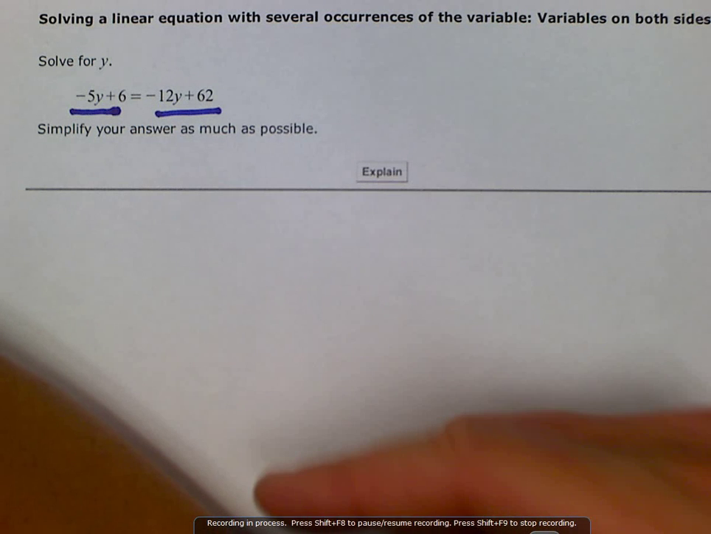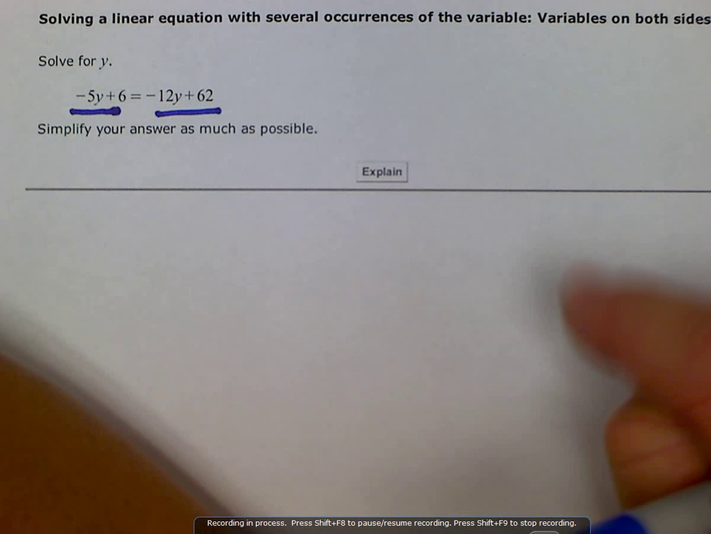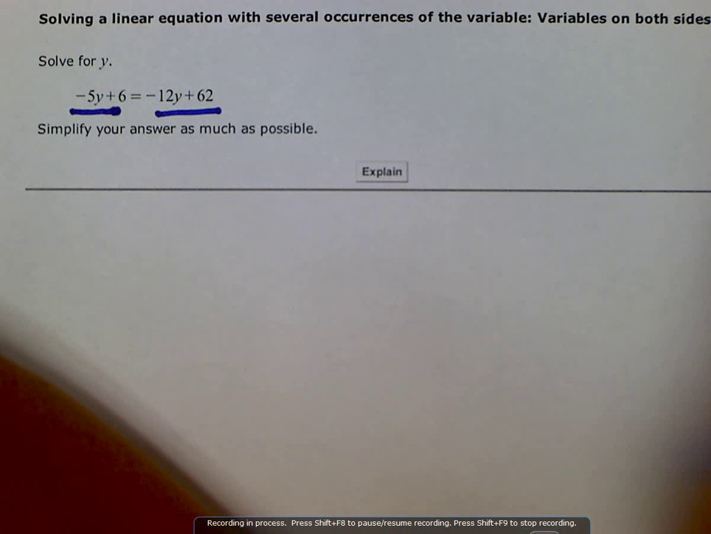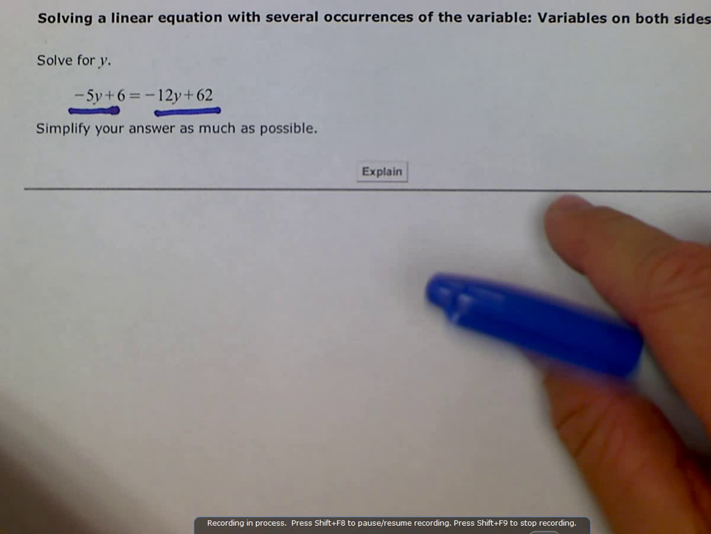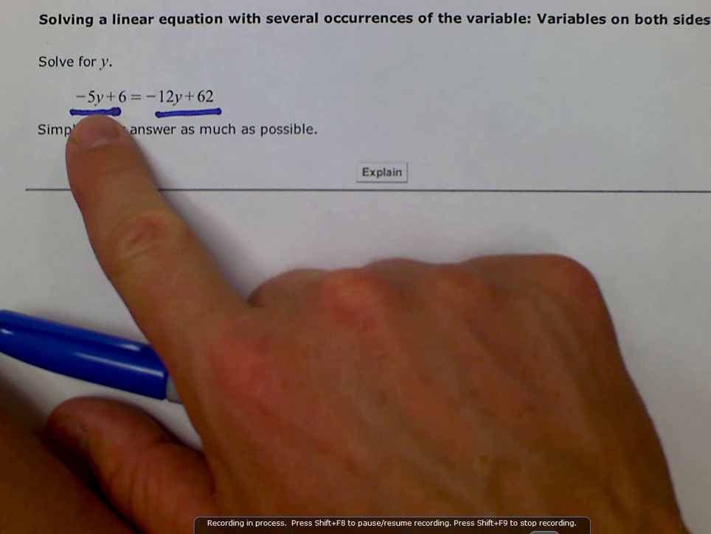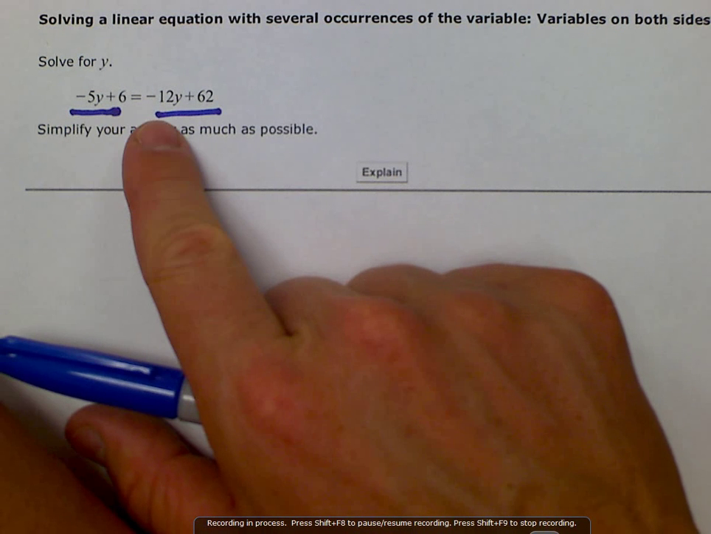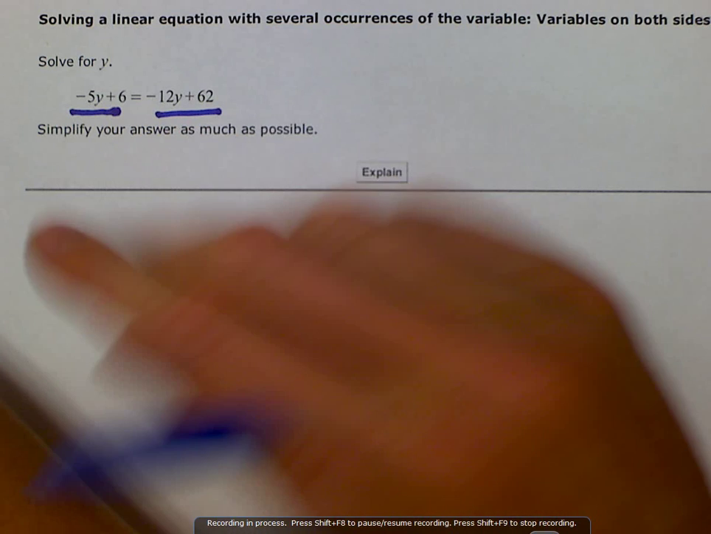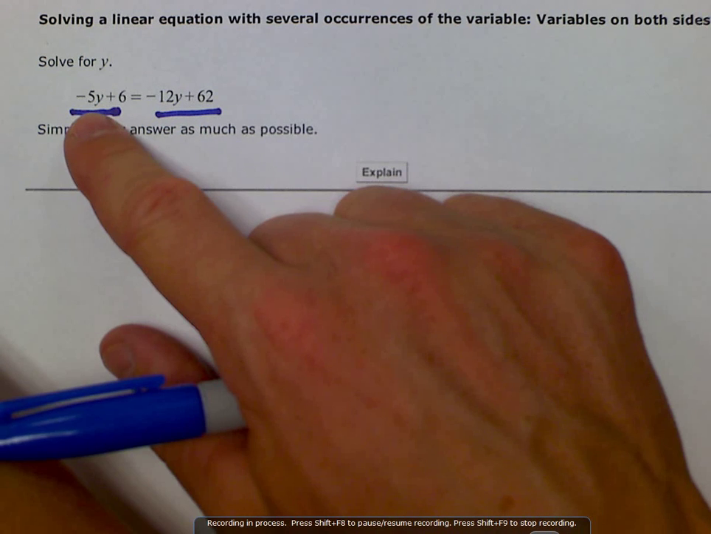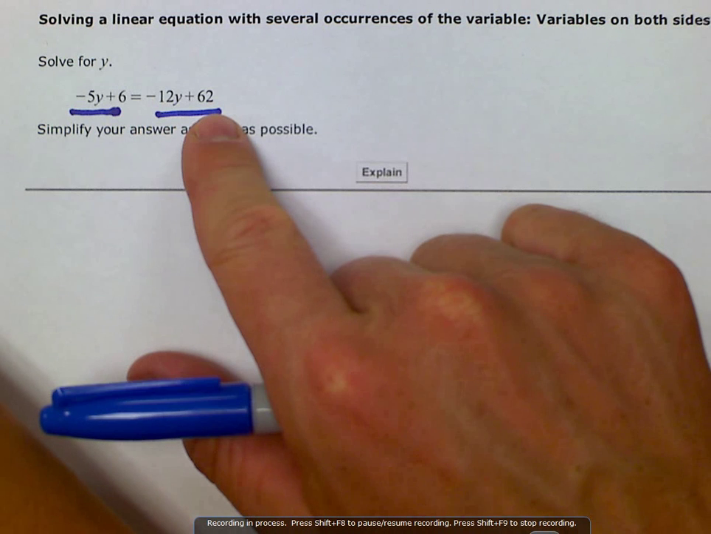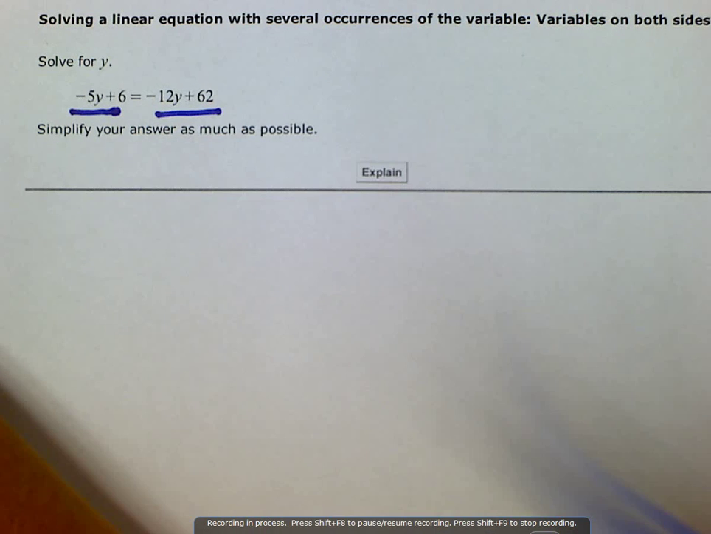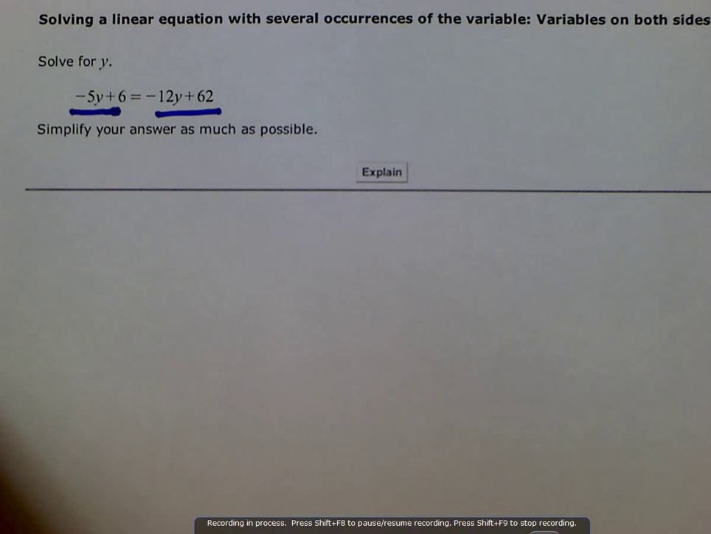Step two, use opposite operations to isolate the variable so that we can solve for that unknown variable. So if you look on either side, negative 5y plus 6 is equal to negative 12y plus 62. There's nothing we can do to simplify these. Negative 5y and 6 are not like terms. Negative 12y and 62, not like terms. So we're simplified on both sides. We can go ahead and start using opposite operations to isolate the variable.